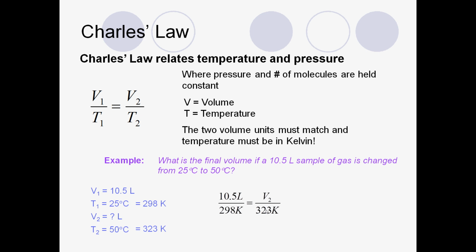And again, you can cross multiply here, 10.5 times 323 and divide by 298, or if you want to rearrange the equation, whatever is easiest. Solve for volume, you get 11.4. We've got 3 sig figs in all three of our numbers, so 11.4 will be our final answer.